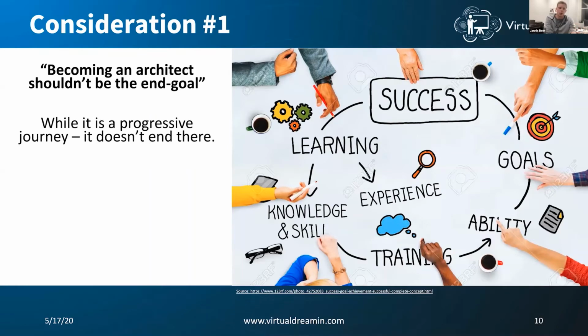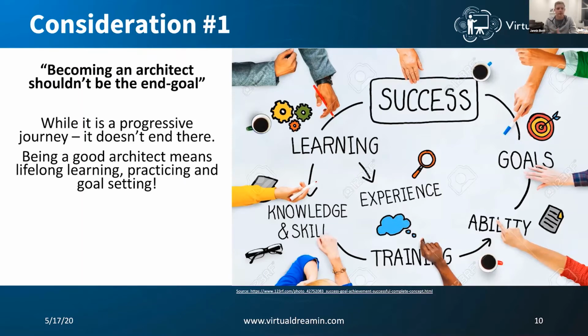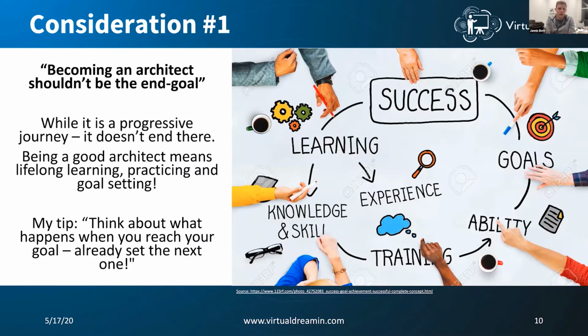And I think it is important that you always keep setting goals and you always think about the goal after the one that you've just set. For me, it was, okay, I become an architect, and I knew when I became an architect, I'd do the CTA, just to give you an idea. So it is lifelong learning, practicing, and practicing. Once you've become an architect and then you stop working as an architect and you're just, I don't know, managing a team of developers, but you're not hands-on anymore, you will start losing your skill set. Your learning curve will slow down. So be mindful of those impacts. And my tip here is really, always think about what happens when you reach your goal. Think about setting the next goal.